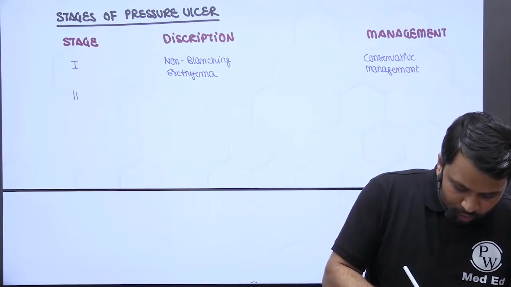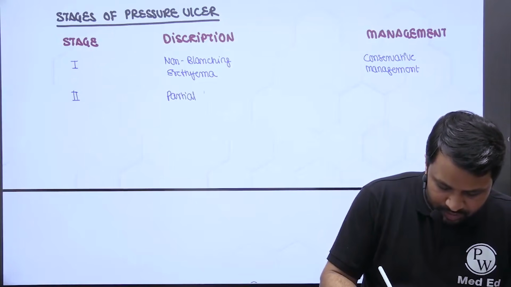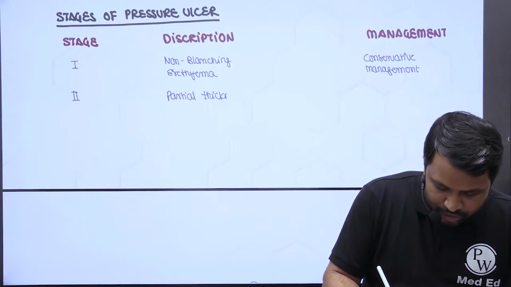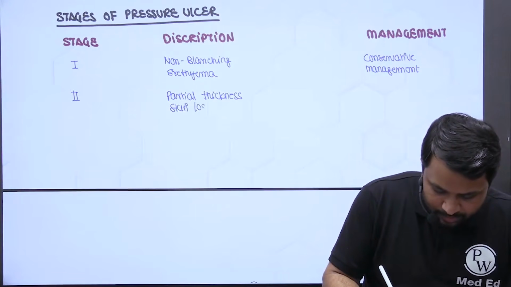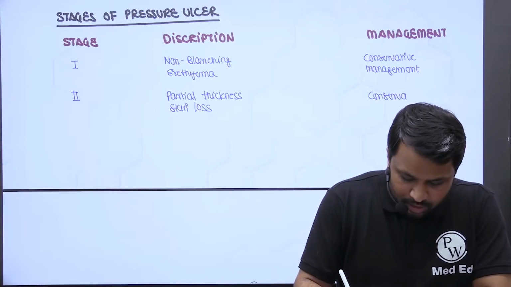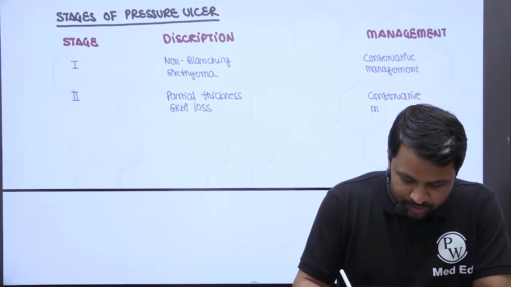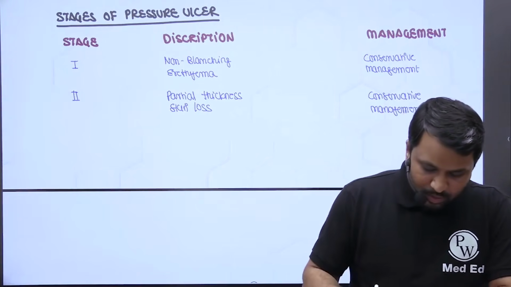Then you have grade 2 pressure ulcer, where you have a partial thickness skin loss. So when there is a partial thickness skin loss, again the management here is going to be conservative management. So grade 2 mein you will see there is only skin excoriation.